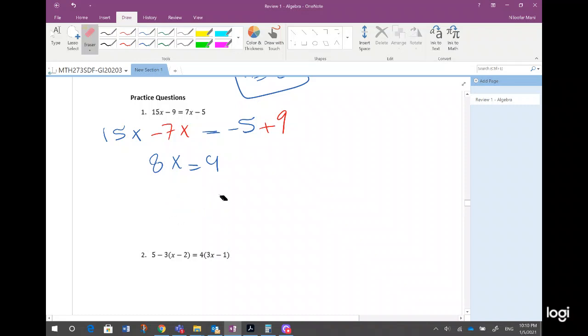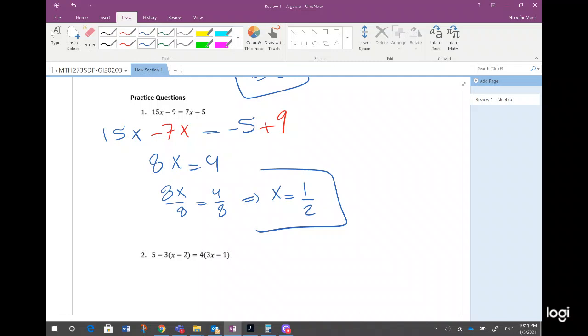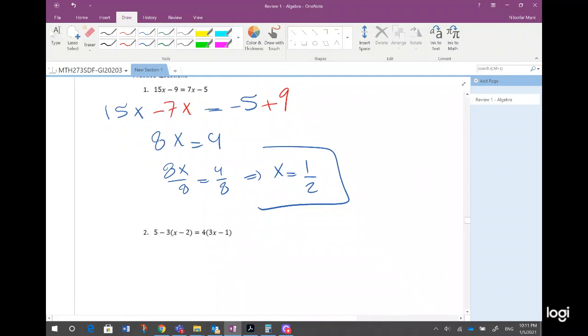I divide both sides by 8. So it is 8x over 8, which is 4 over 8. And then x is 1 over 2. Good? That's the answer. Perfect.